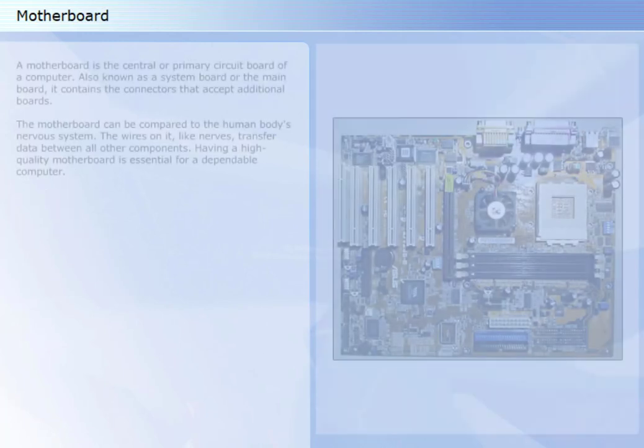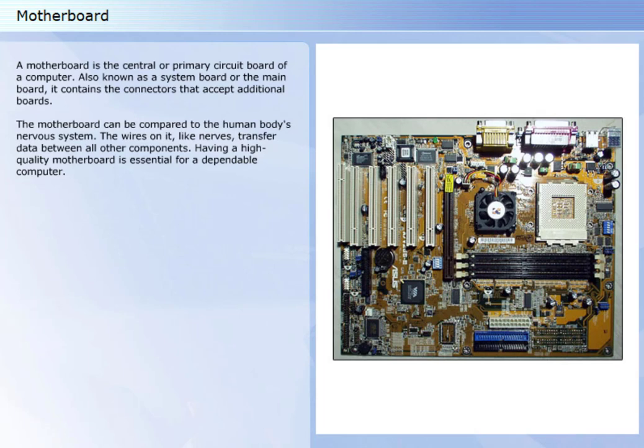A motherboard is the central or primary circuit board of a computer. Also known as a system board or the main board, it contains the connectors that accept additional boards. The motherboard can be compared to the human body's nervous system. The wires on it, like nerves, transfer data between all other components. Having a high-quality motherboard is essential for a dependable computer.